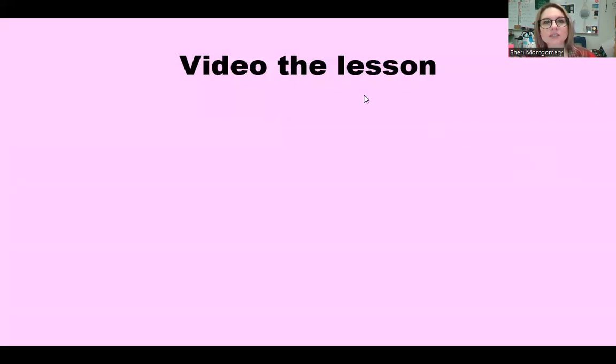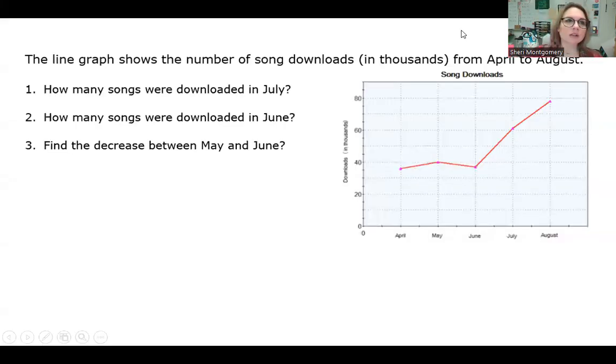We're going to get started. Today, the lesson is over charts and two-way tables. So the first chart, the line graph shows the number of songs that were downloaded in thousands. So you know that it's in thousands because over on the side it says in thousands from April to August.